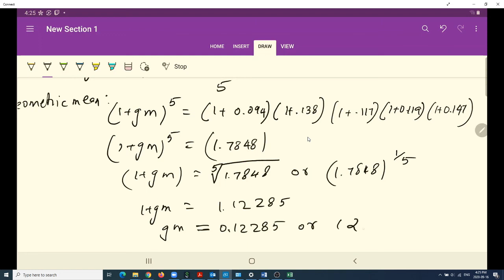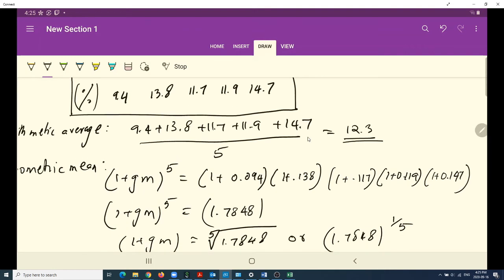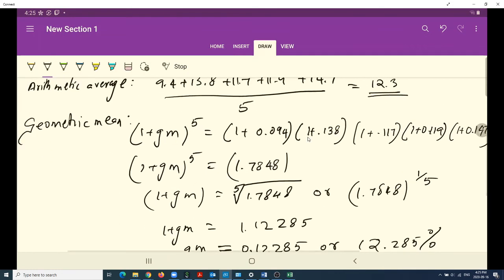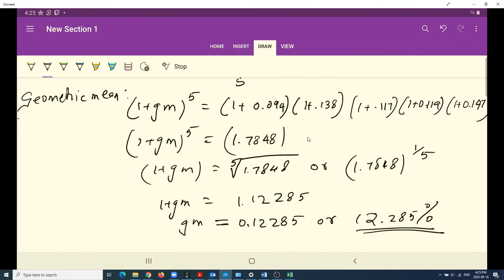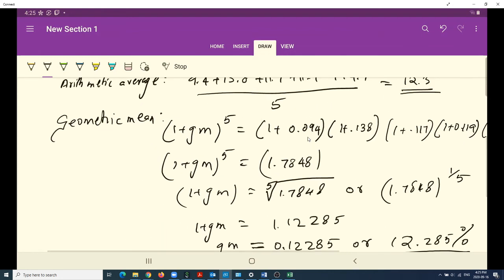or represented in percentage form, 12.285%. This is the average when you do a geometric mean, which is 12.285%, whereas the arithmetic mean was 12.3%. The arithmetic mean tends to be a little bit higher. So what is the more accurate way of getting the average going backwards over a time period? The geometric mean is more accurate.